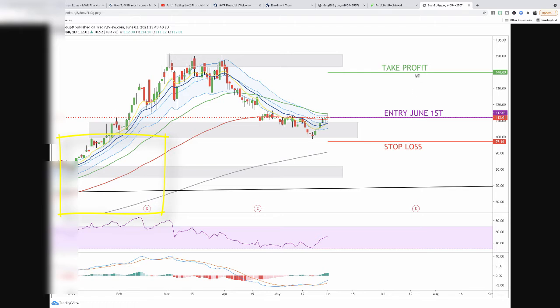But then the take profit, this is where we want the stock to go. So if I hit this take profit, I'm going to sell out. I'm not going to get greedy. I'm going to take my profit and move on to the next trade. So I try to make it very simple for you by giving you very simple instructions.